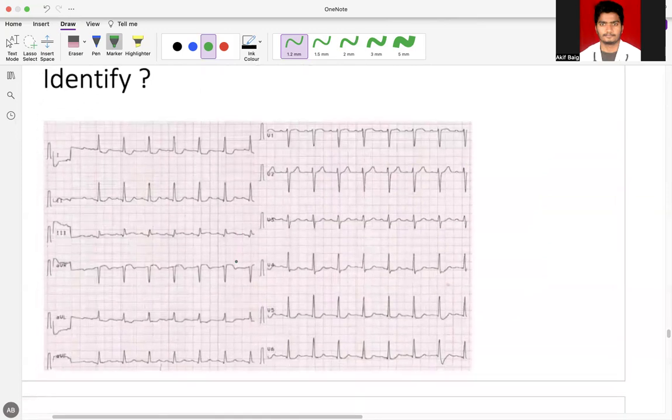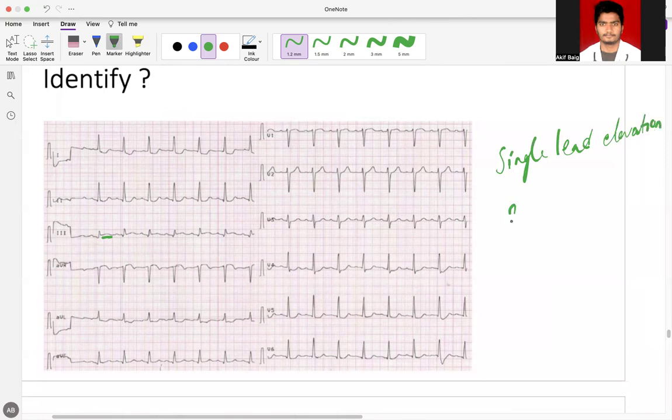Okay, next going to another ECG, which is very rare, but a phenomenon which is defined as you can see here. There is ST segment elevation in only lead 3. So we often say that if there is only single lead elevation, it should never be taken into consideration. For labeling a patient as STEMI, there should be ST elevation in two or more contiguous leads.